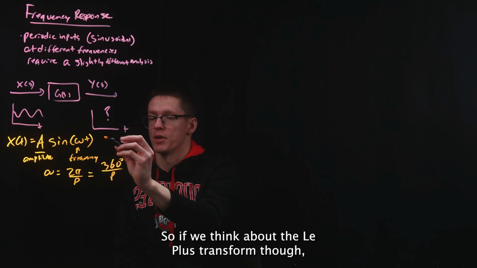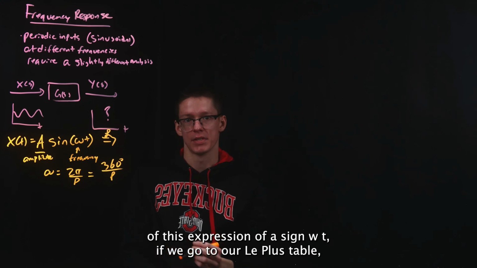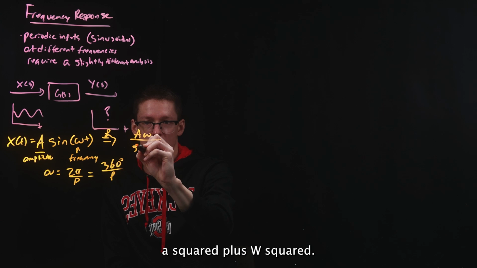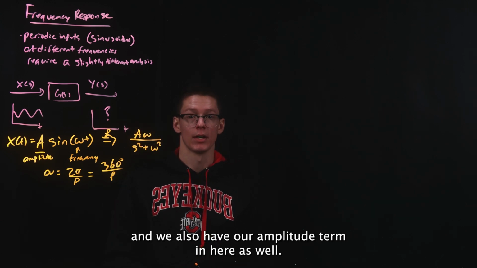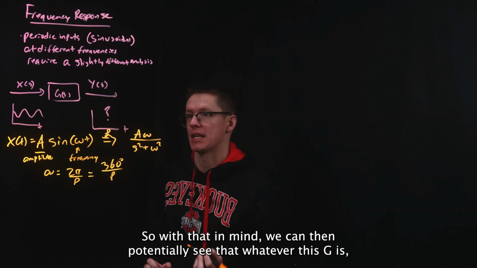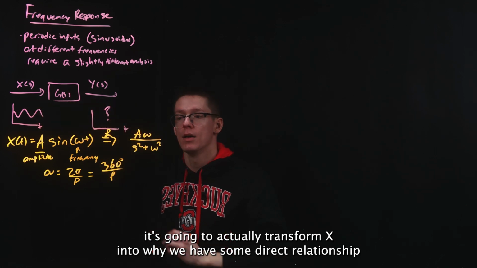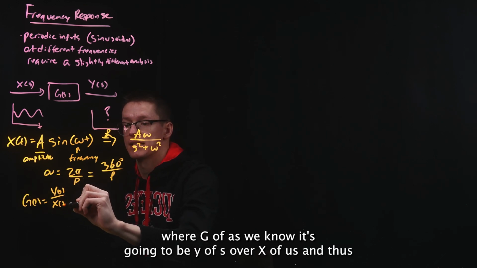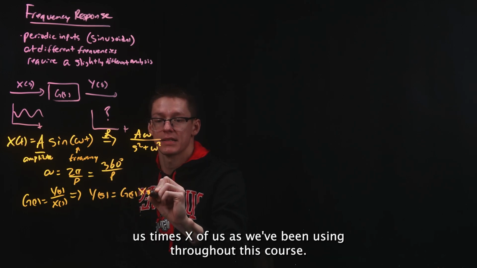If we think about the Laplace transform of this expression, A sine wt, and go to our Laplace table, we get out Aw over s squared plus w squared. So we still have our w term in here for frequency, and we also have our amplitude term. With that in mind, whatever this g is, it's going to transform x into y. We have a direct relationship where g of s is y of s over x of s, and thus y of s is g of s times x of s, as we've been using throughout this course.